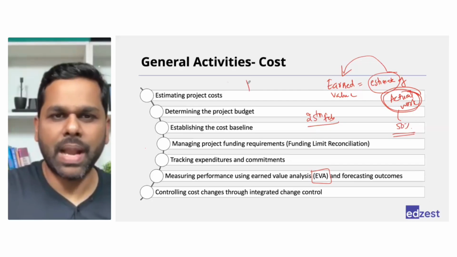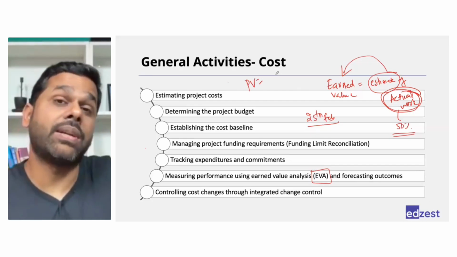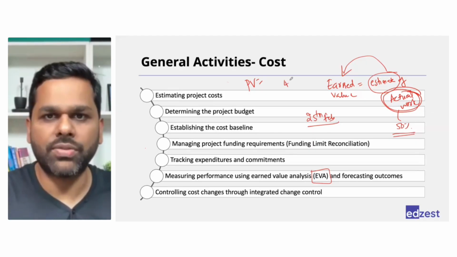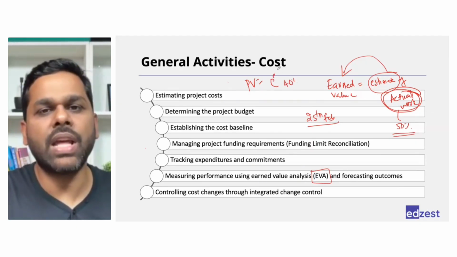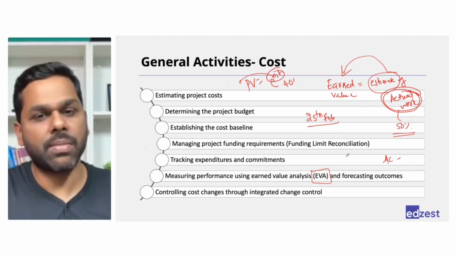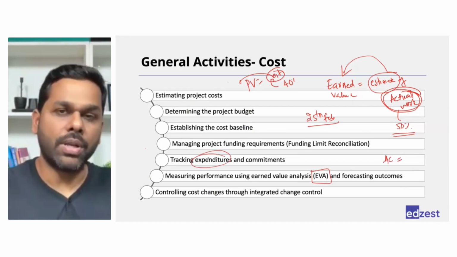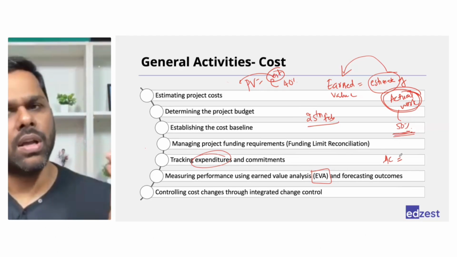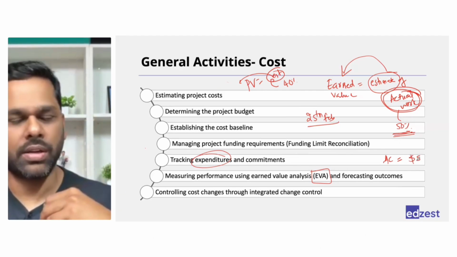Right? Similarly, we have a planned value, which is an estimate of planned work. So actual work is 50%, but what was my planned work? It was 40%. So what was the estimate of that? That will become your planned value. Similarly, you have an actual cost, which is nothing but your expenditures. How much we have spent already in completing this 50% work. That will become your actual cost in dollars.